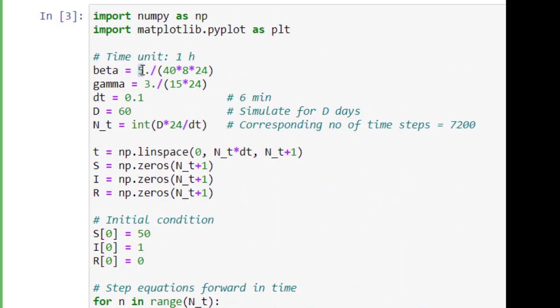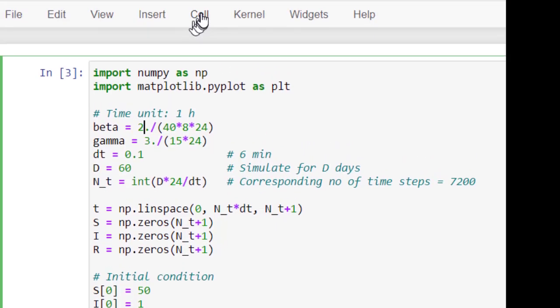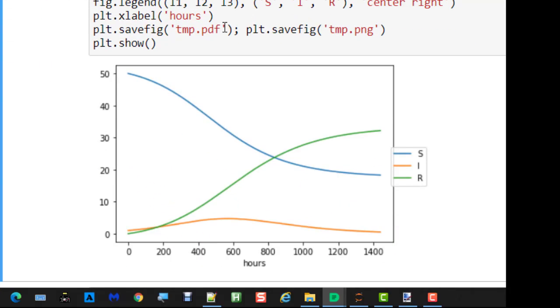But if beta is reduced to 2 divided by our same denominator, the COVID outbreak has only a minor impact, with the number of infecteds peaking at a level of 7 before declining to 0, at which point only 30 individuals will have suffered infection.